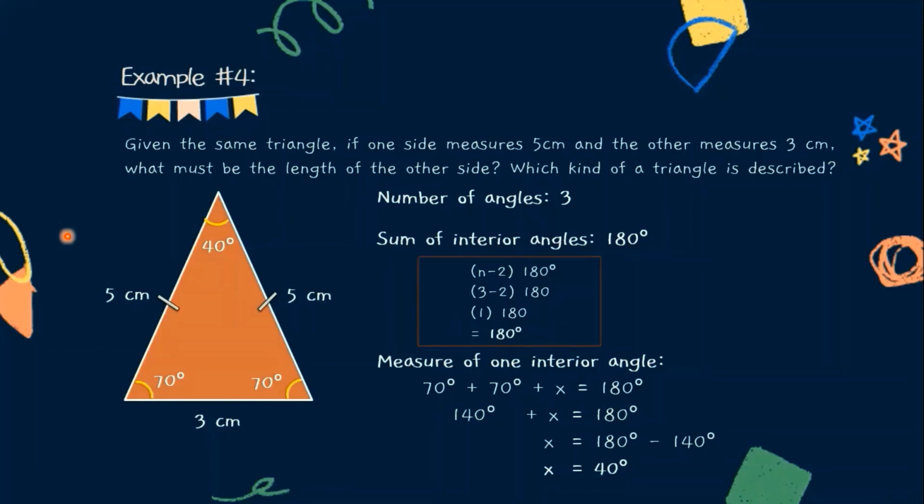And if a triangle has two sides that are equal, this is an isosceles triangle. Because an isosceles triangle is a classification of a triangle according to its sides, wherein two sides of the triangle are congruent to each other or magkapareho.